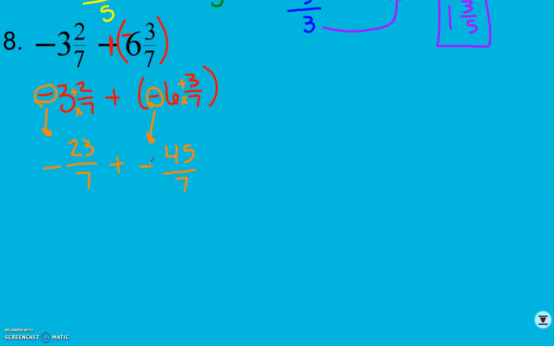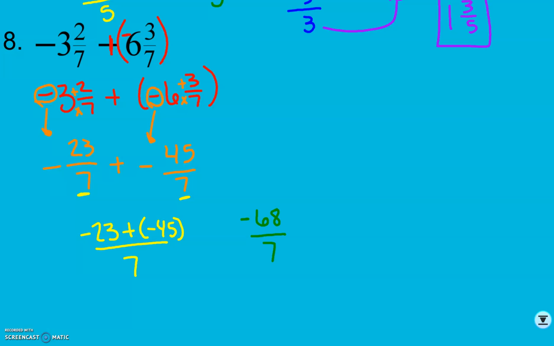So that negative doesn't factor in to switching this 6 3/7. It's a label afterwards. Now we have a common denominator. So I keep it as 7, and I can go ahead and perform the operations on my numerator. So negative 23 plus negative 45. Because I have the same signs, I can go ahead and add these up, give that common sign, and now we can divide.